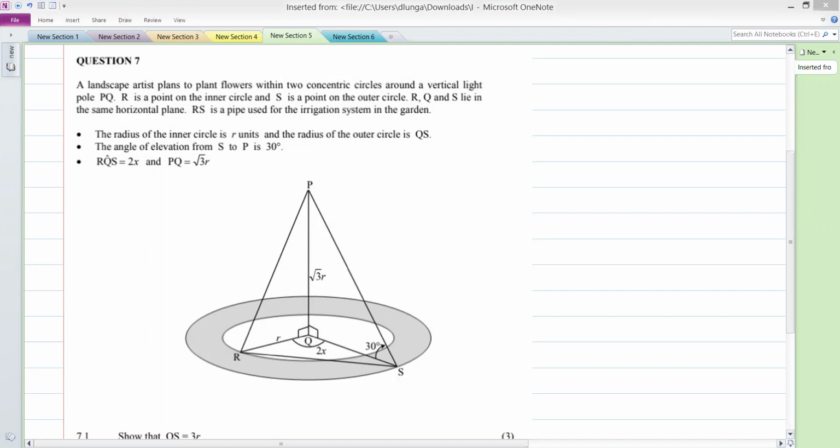Yes, ma'am. Okay, so a landscape artist plans to plant flowers within 2 concentric circles around a vertical light pole, PQ. R is a point on the inner circle and S is a point on the outer circle. So R, Q, and S lie on the same horizontal plane. RS is a pipe used for the irrigation system in the garden, right? So the radius of the inner circle is R and the radius of the outer circle is QS.